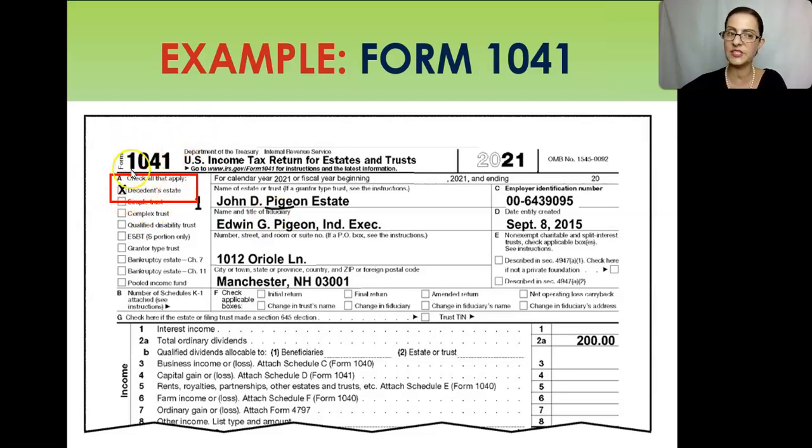So the Form 1041 is used for trusts and estates and also bankruptcy estates and something called a pooled income fund, which I have no experience with. But the Form 1041 is used for all of these things. The decedent's estate is the checkbox at the top. So if it's an estate, that's the box that you would check, and this is how you fill out the top. Okay, so it's the John D. Pigeon estate. John D. Pigeon is the person who died, and this is reporting the income that's coming in to the actual estate. And this is the executor right here, the fiduciary of the estate.